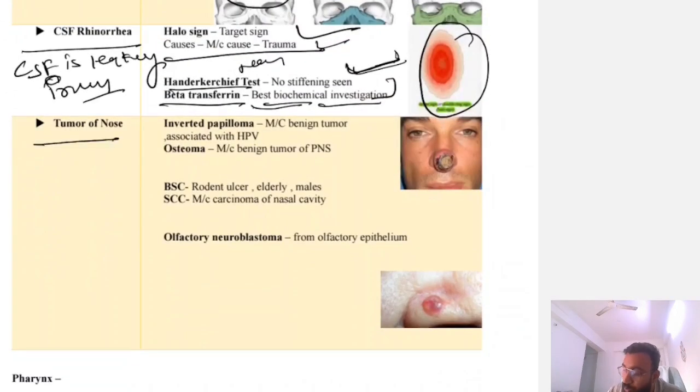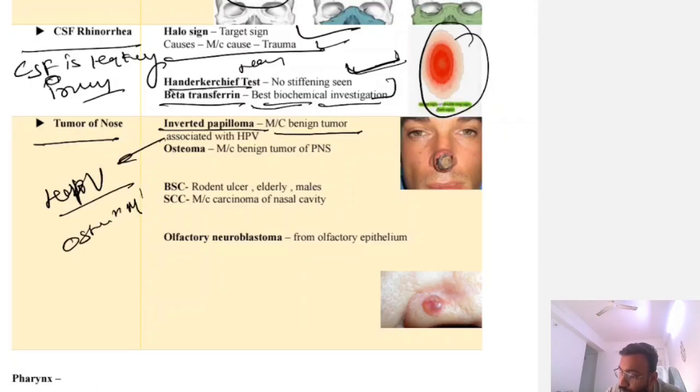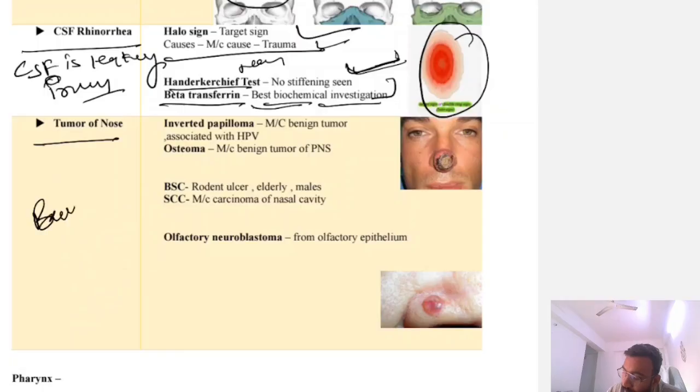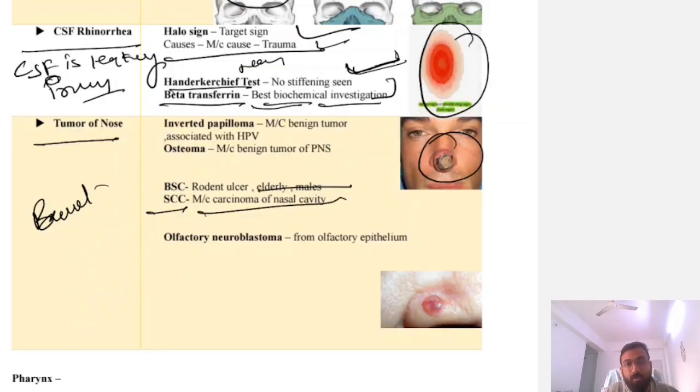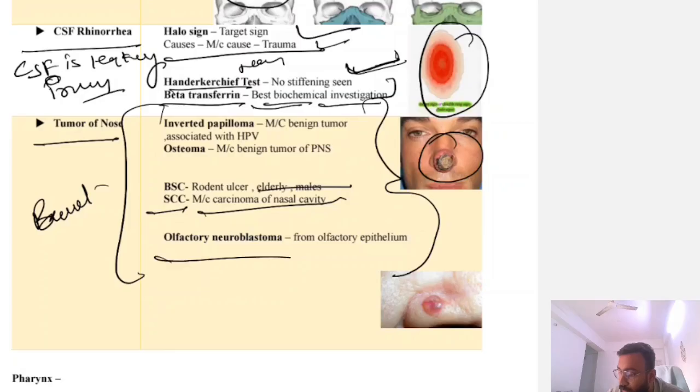Now the tumors of the nose. Inverted papilloma is the most common benign tumor, associated with HPV. Osteoma is the most common benign tumor of the paranasal sinus. Basal cell carcinoma is a rodent ulcer, seen in elderly males. Squamous cell carcinoma is the most common carcinoma of the nasal cavity. So these are all facts you have to mug up. Olfactory neuroblastoma originates from the olfactory epithelium.